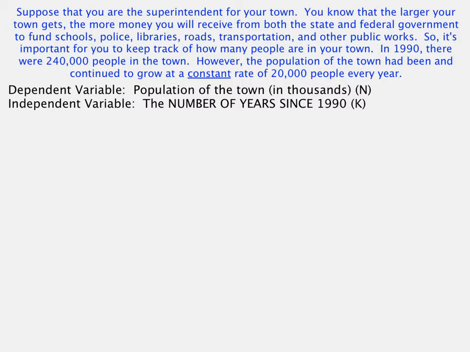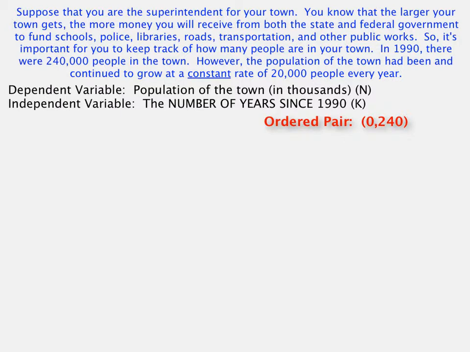Now, there is a different way that we could have defined our variables, which may have made our lives a little easier. If we define our variables to be the number of years since 1990, then instead of having the ordered pair (1990, 240), we'd have the ordered pair (0, 240), which is our n-intercept, which will be a lot easier to work with.